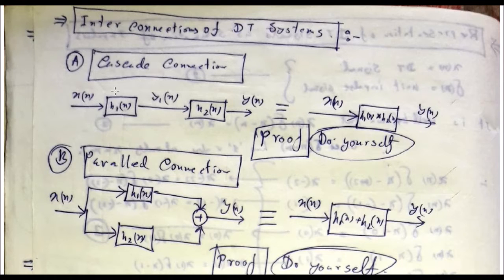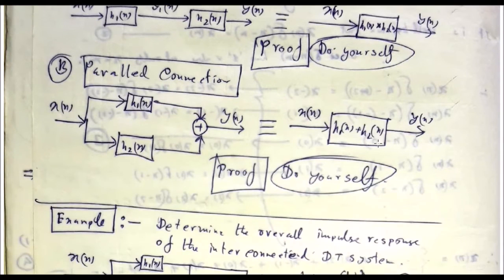Suppose two systems are there. The first one has the impulse response h1[n] and the second one has the impulse response h2[n]. If you connect them in series like this, that means the output of the first one is given as the input of the second one, then the overall output will be related to the overall input this way. The impulse response of the overall system will become the convolution of the individual systems' impulse responses. For the proof you have to go through the book.